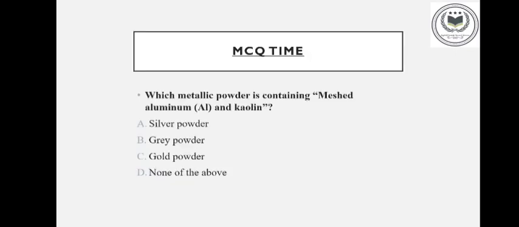We have come to an end of this video, and this is MCQ time. The question is, which metallic powder contains meshed aluminum and kaolin? Option A, silver powder. Option B, grey powder. Option C, gold powder. Option D, none of the above. Post your answers in the comment section.